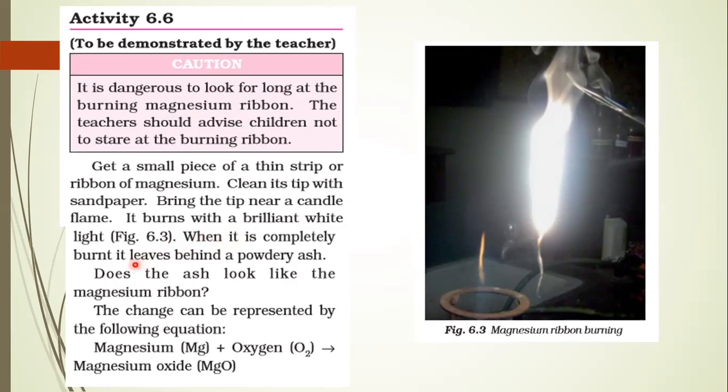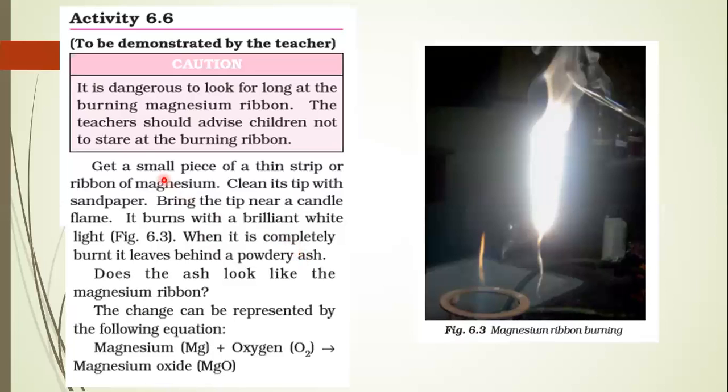When it is completely burned, it leaves behind a powdery ash. Any object like paper, when it burns completely, you will get ash. In the same way, when we burn the ribbon of magnesium, how to burn it? We take a piece of magnesium ribbon and clean it with sandpaper. Then bring it near a burning candle flame. Then it starts burning, and when the ribbon completely burns, it leaves behind a powdery ash.